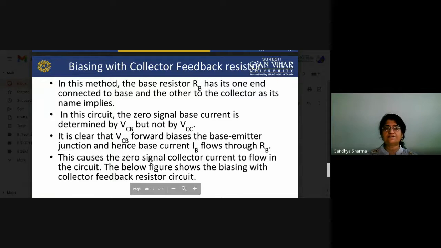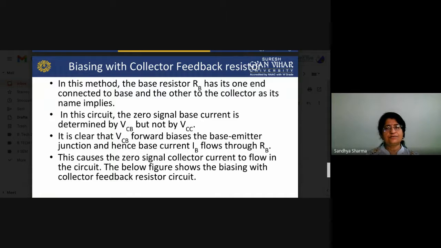Now we will see here biasing with the collector feedback resistor. In this method, the base resistor has one end connected to the base and the other to the collector, as its name implies. In this circuit, the zero signal base current is determined by the VCB but not by the VCC. So it is clear that VCB forward biases the base emitter junction, and hence base current flows through the RB.